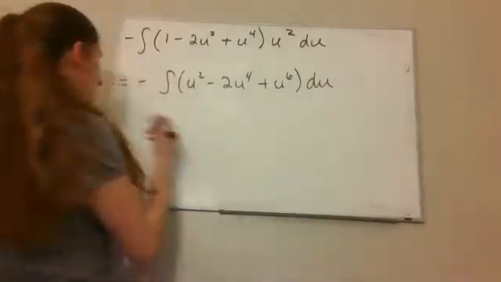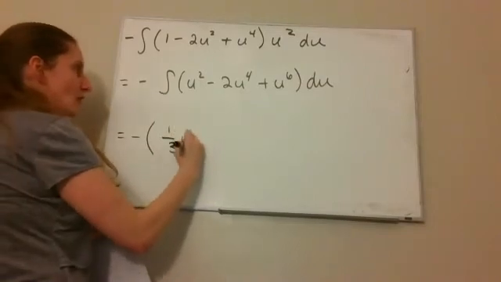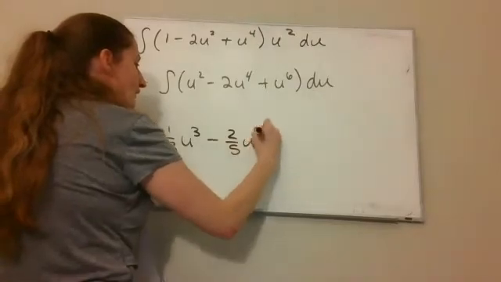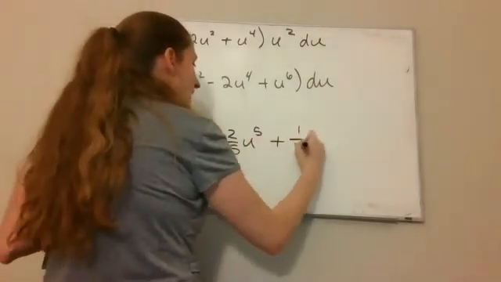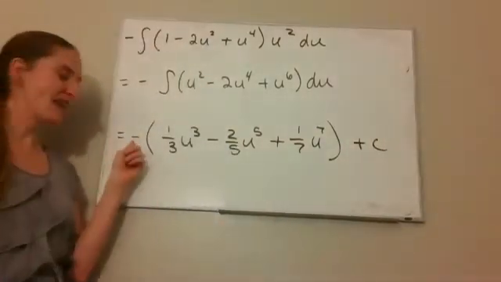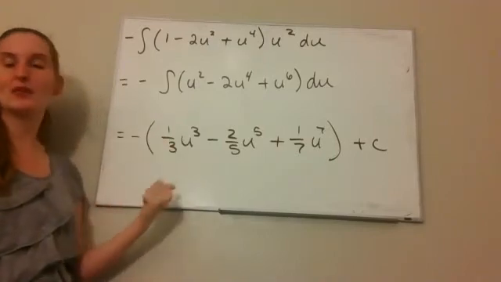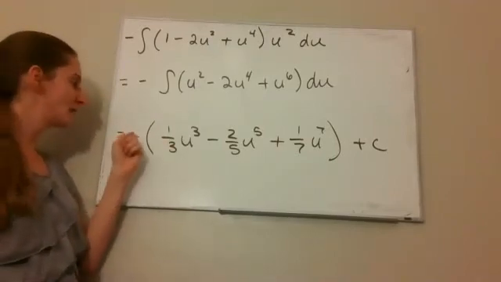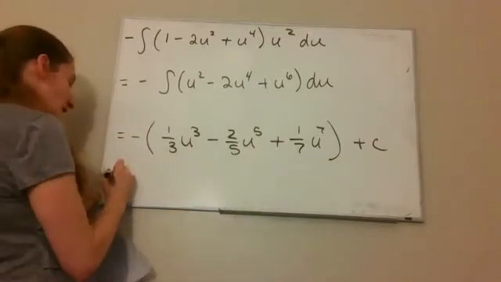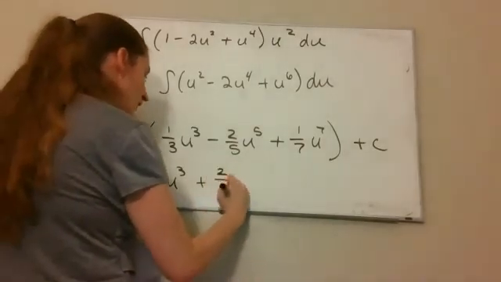Using the power rule, I'm going to get negative, I have 1/3 u to the third, minus 2/5 u to the fifth, and plus 1/7 u to the seventh, plus our c. Now be careful, I had that negative on the outside. I chose to do this by leaving the negative on the outside and putting a set of parentheses. That's just to make sure that I remember to subtract all of these things. So now I'm going to distribute that negative, which changes all of my signs.